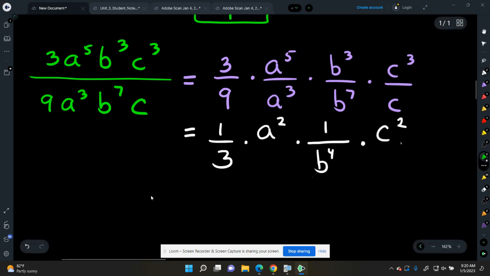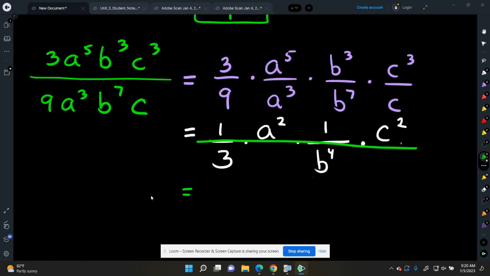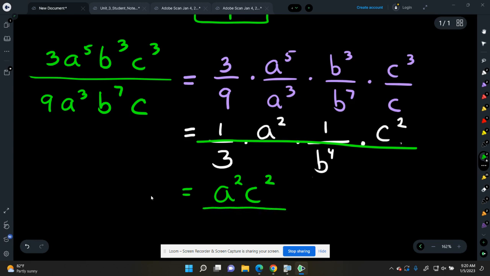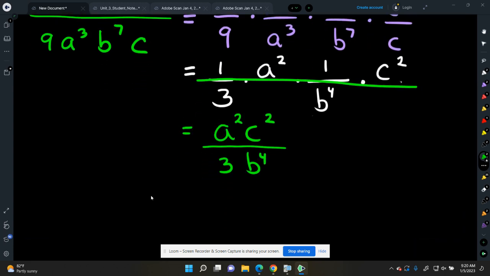Okay, we're gonna go straight across. So straight across the top, right? We're squeezing them back together now, right? 1 times a to the 2nd times 1 times c to the 2nd. So that gives me a to the 2nd, c to the 2nd. And on the bottom, we're squeezing them together. So we have 3 b to the 4th. You just squeeze them together. The ones are invisible, because 1 times 1 is 1. We're multiplying everything that's on the top, and we're multiplying everything that's on the bottom.